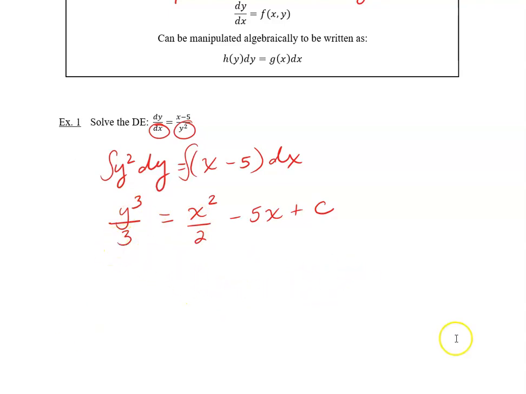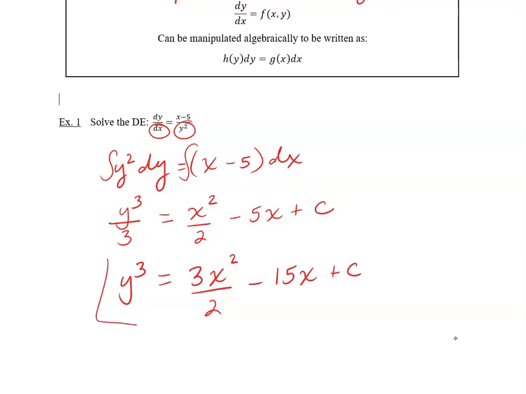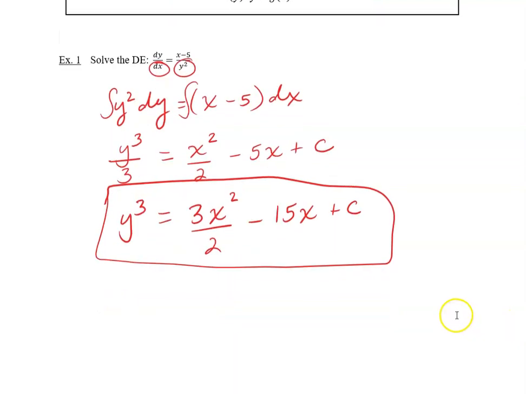Now I'm not a fan of that 3, so I'm going to multiply everything through by 3 and write this as an implicit solution. y cubed equals 3x squared over 2 minus 15x, and you don't need to write plus 3c because remember c is just a generic constant. It doesn't matter at this point what c is. Sometimes they'll give us an initial condition that we can use to plug in and solve for c. We'll do some examples with that in class, but right now this is all you need to worry about.